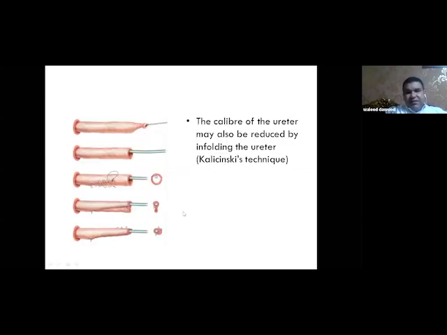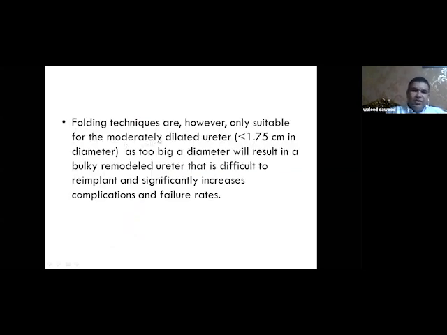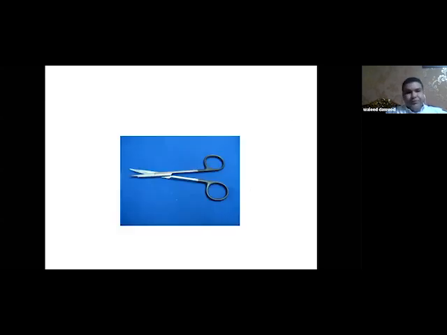The second technique is the Kalicinski technique. It is a folding or remodeling technique, okay? But the problem of this technique is that it is not suitable for markedly dilated ureters, only suitable for moderately dilated ureters less than 1.75 centimeters in diameter, as too big a diameter will result in bulky remodeled ureters that are difficult to re-implant and can cause failure or stricture.